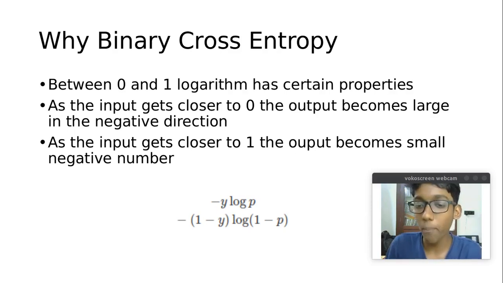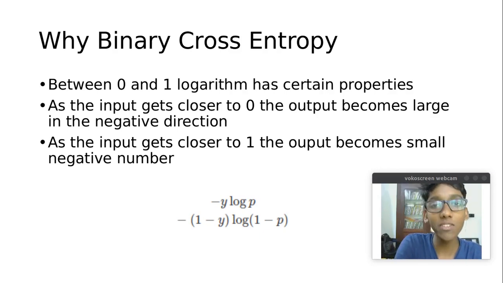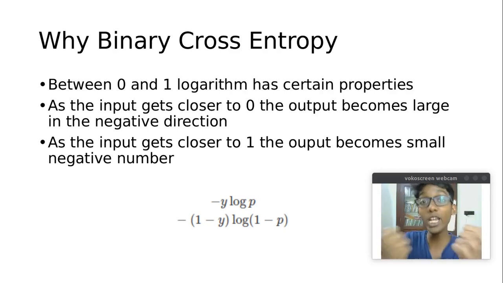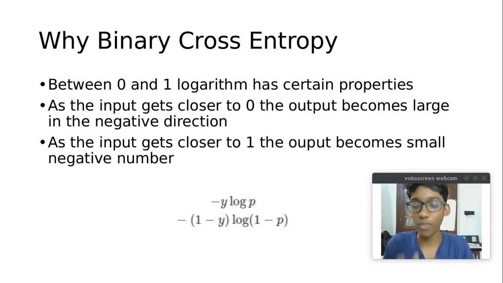As I was saying, we get a really large negative number, and this negative sign here makes it a really large positive number, which we get as the error, right? So that is awesome. We get an error which is a really large positive number if the predicted value is really small. If the predicted value is really close to 1, then we get a small positive number as the error.